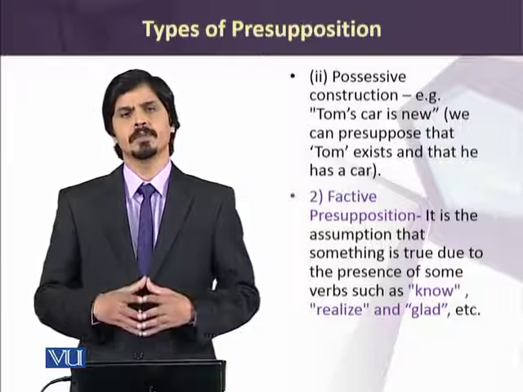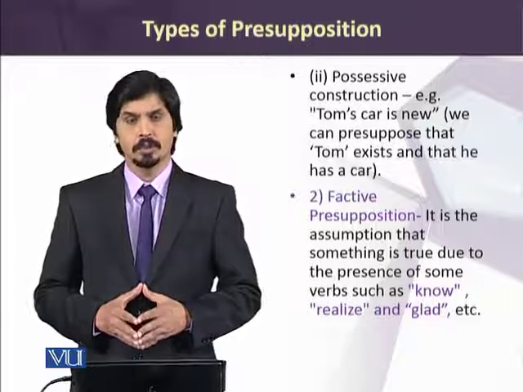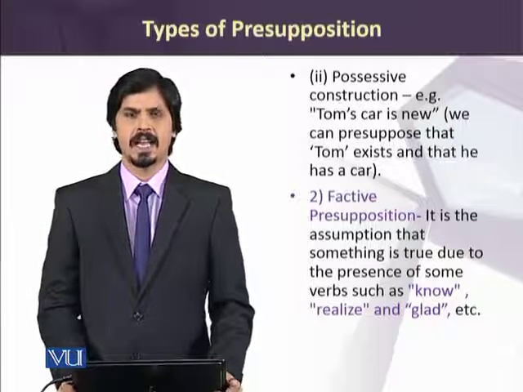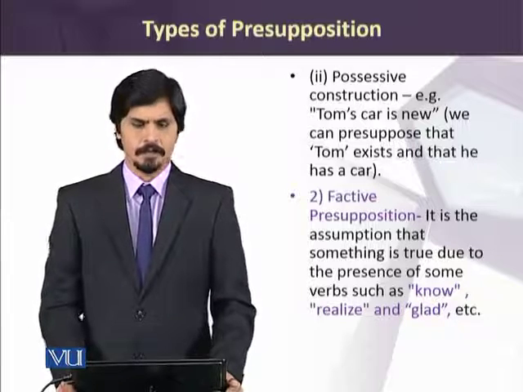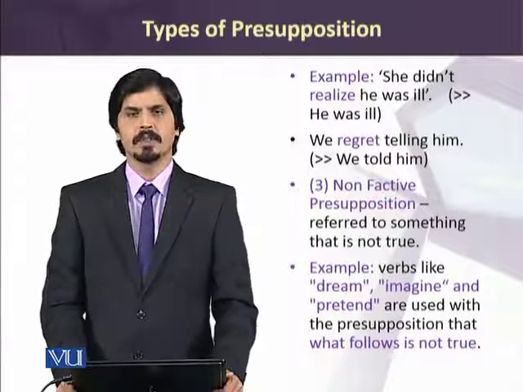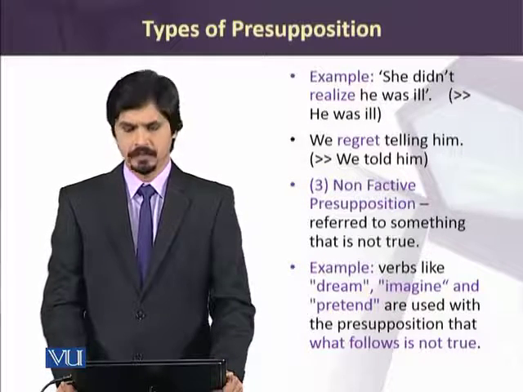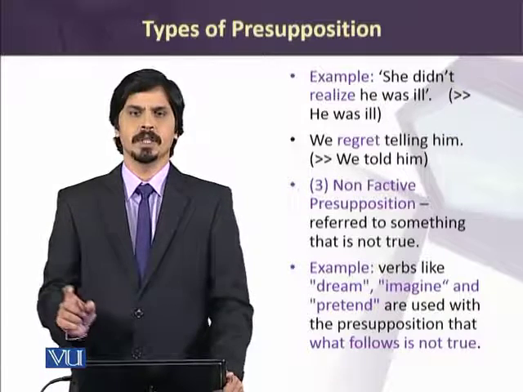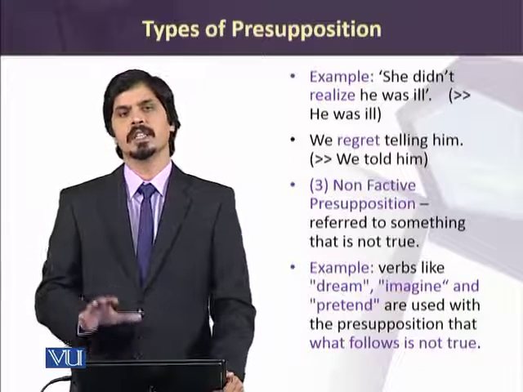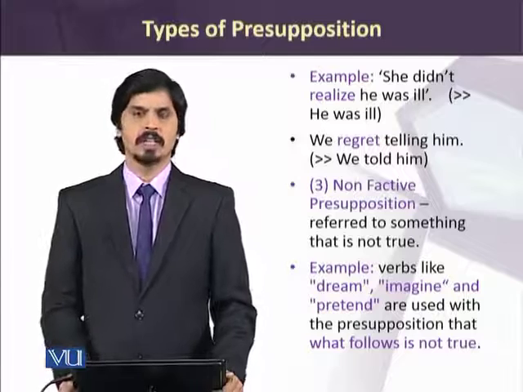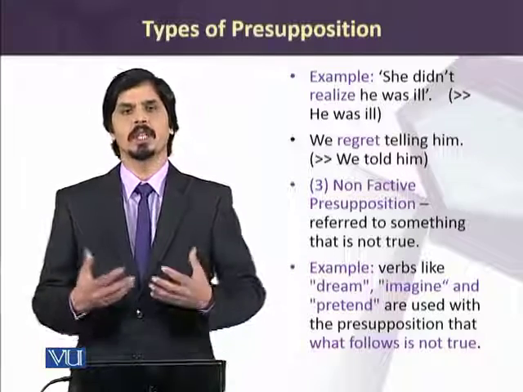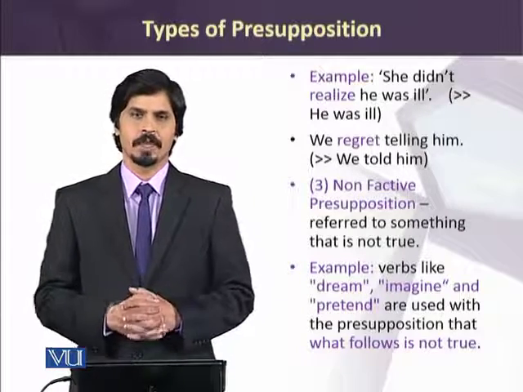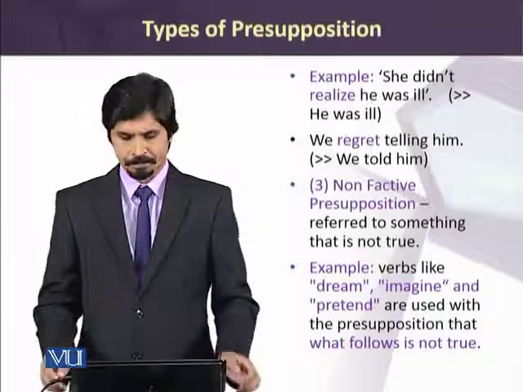In such presupposition, we assume that something is true due to the presence of certain words like know, realize, glad, regret, etc. If we look at the following statements in front of you, she didn't realize he was ill. So the statement after realize, he was ill, is being assumed here. The assumption is that he was ill. When we say she did not realize he was ill, the assumption is he was actually ill. We regret telling him. So we have actually told him.